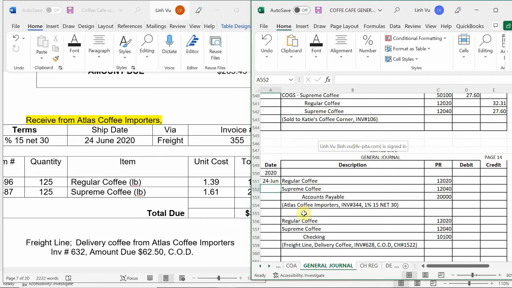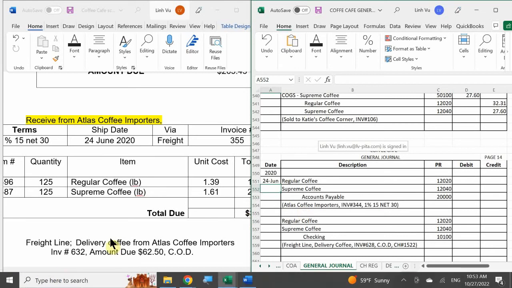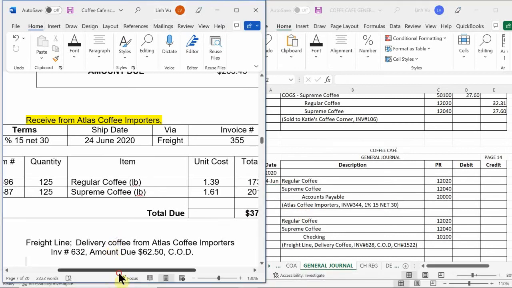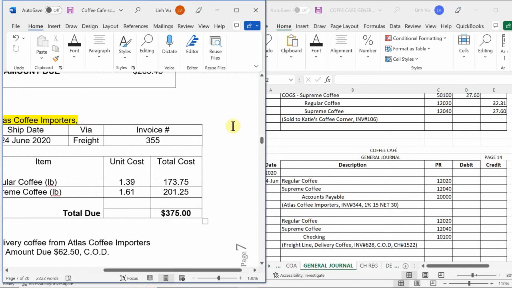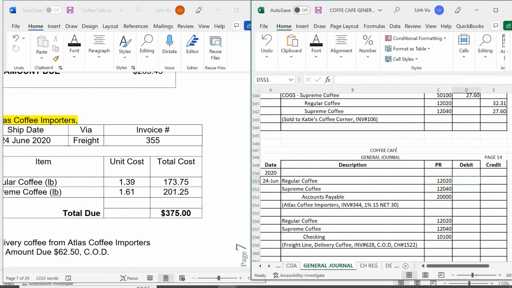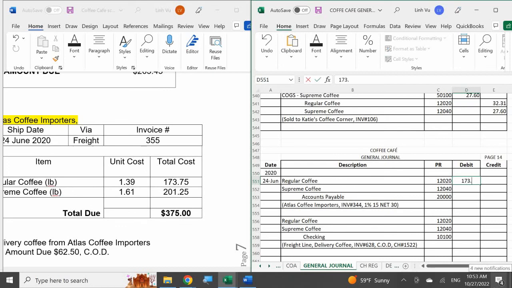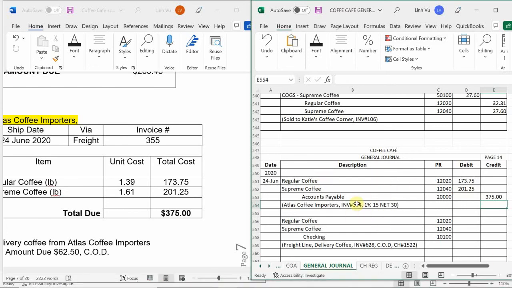Okay, so how much regular, how much supreme? We had 125 pounds, and that's 173.75. Okay, the Supreme was 201.25. Accounts payable total is $375. Good.